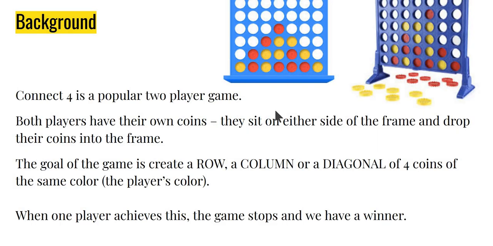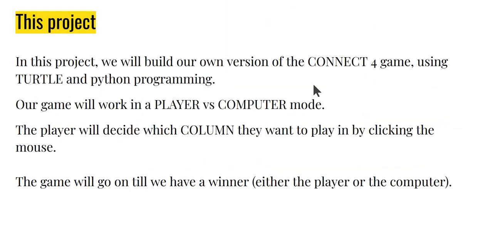Clearly, Connect 4 is a very popular two-player game. Two people sit on opposite sides of this game board, drop their coins like the way we were doing, and both of them try to win by creating four in a row, horizontally, vertically, or in diagonals. Now, this is what we are going to build. We will build, using Turtle and Python programming, a version of Connect 4, which will be a computer versus player. Of course, our computer is quite simple right now.